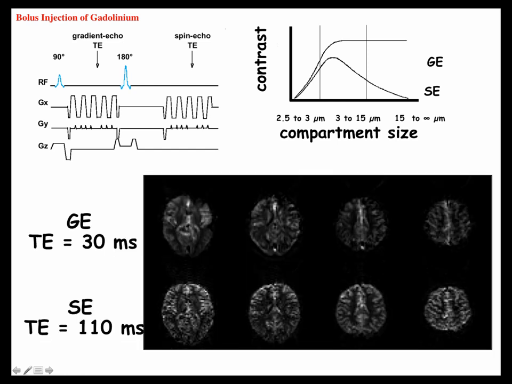And here's a quick comparison. This is a bolus injection of gadolinium, and we had this unique sequence in which we simultaneously collected gradient echo and spin echo data. You can see these maps nicely illustrate that with gradient echo, you see these large blotches where it's most sensitive to large vessels. You have the sinuses and the big vessels, things like that. Whereas spin echo is much more of a small vessel contrast right here.